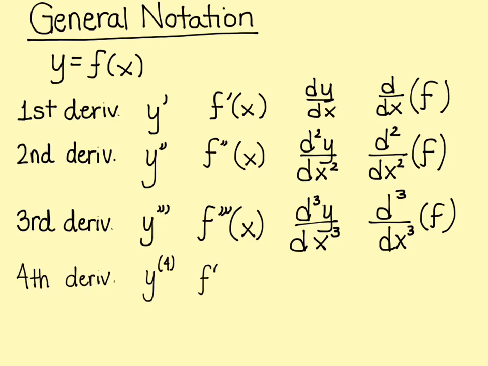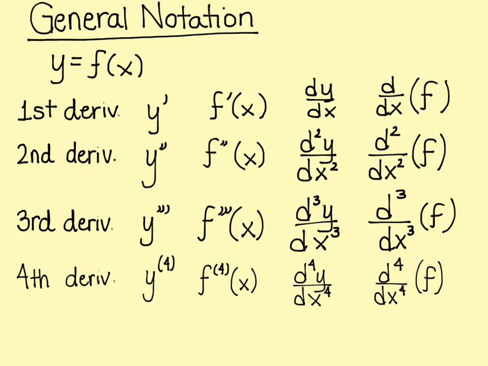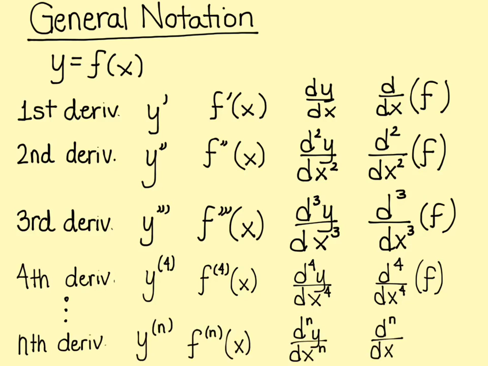And the pattern can continue. The only difference is we don't want to write 4 primes, or if we wanted the 100th derivative we wouldn't want to write 100 primes. So what we do is, as soon as we get to 4, we put round parentheses to distinguish it from exponents, and we write the number of times that we want to take the derivative. So if we wanted the nth derivative, we could write y with superscript n in parentheses, or f superscript n in parentheses of x, or d^n y by dx^n, or d^n by dx^n of f.